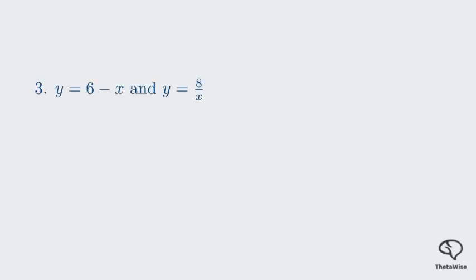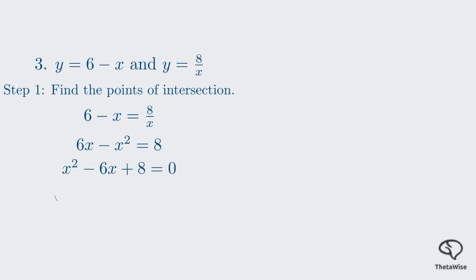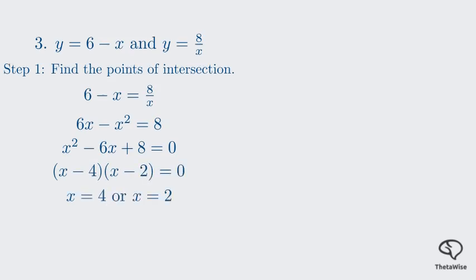Here, we need to find the area between the line y equals 6 minus x and the hyperbola y equals 8 over x. Step 1. Find the points of intersection. We set the two expressions for y equal to each other. Multiply by x to clear the fraction. Rearrange into a quadratic equation. This factors nicely into (x minus 4) times (x minus 2) equals 0, so x equals 4 or x equals 2. Now find the corresponding y values by plugging these x values back into either original equation.